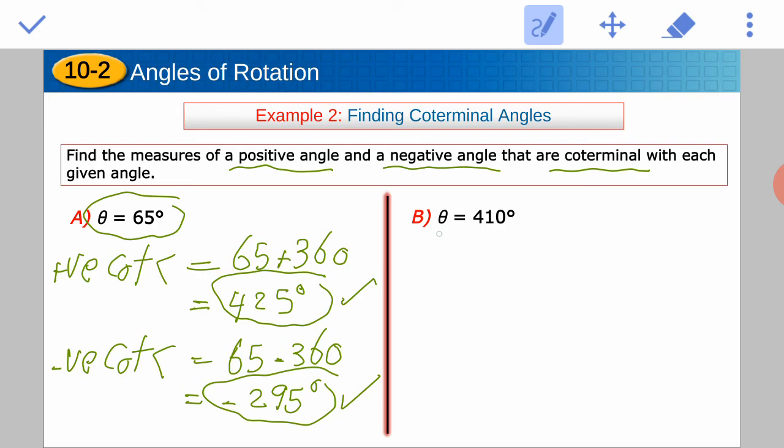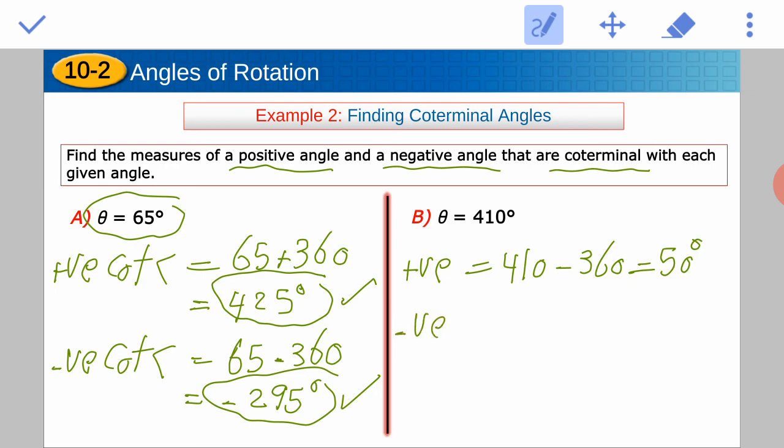Another example, guys, theta equals 410. This time the measure of the angle is quite large, so to get a positive coterminal angle, you can even subtract 1 round, because 410 minus 360 is still a positive number, or you can add any number of complete rounds. But this time, because the number is 410, I can subtract 1 round and get a positive coterminal angle. 410 minus 360, this is 50 degrees, 1 positive coterminal angle.